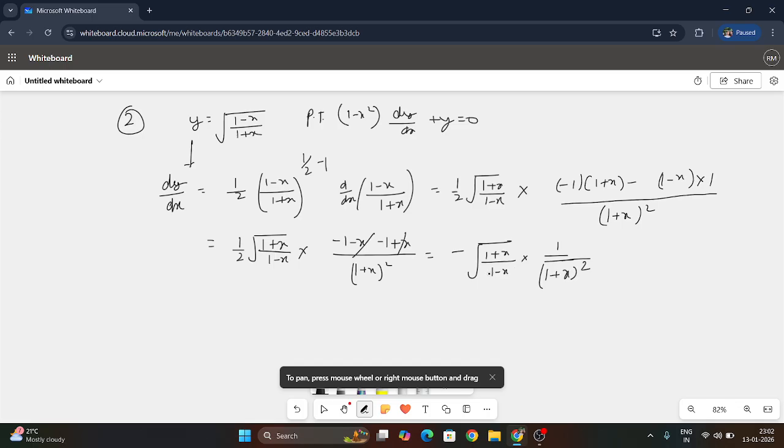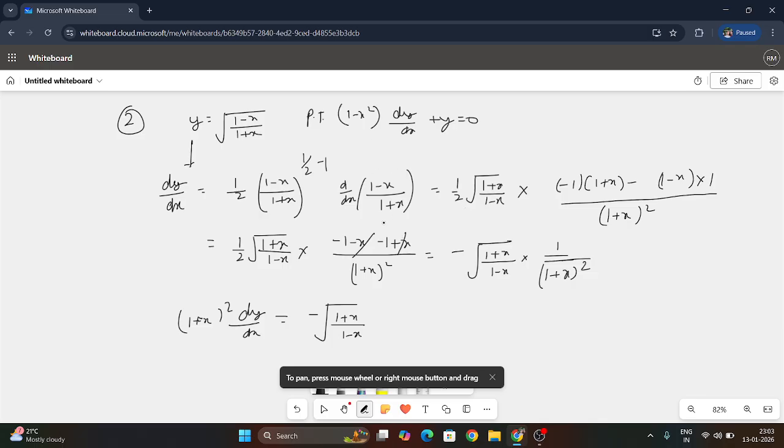Okay, so now you can do one thing, and that is dy by dx is here. Let's cross multiply, and you will get (1 plus x) whole square dy by dx. And minus of root of (1 plus x) and (1 minus x) is going to be on this side. But this is 1 plus x, not 1 minus x, 1 plus x. So the answer is coming here, 1 minus x. Here is 1 minus x.